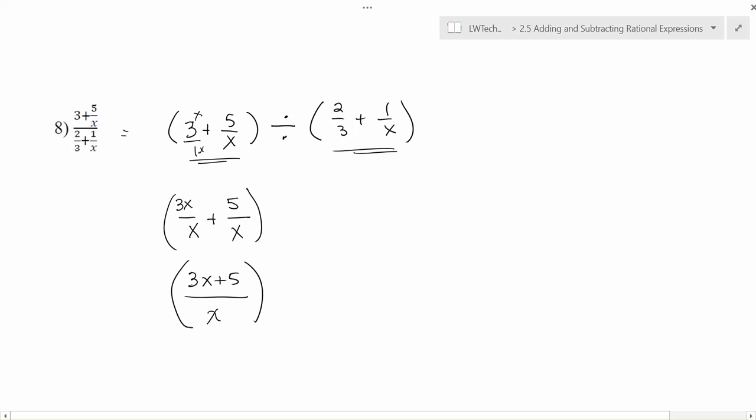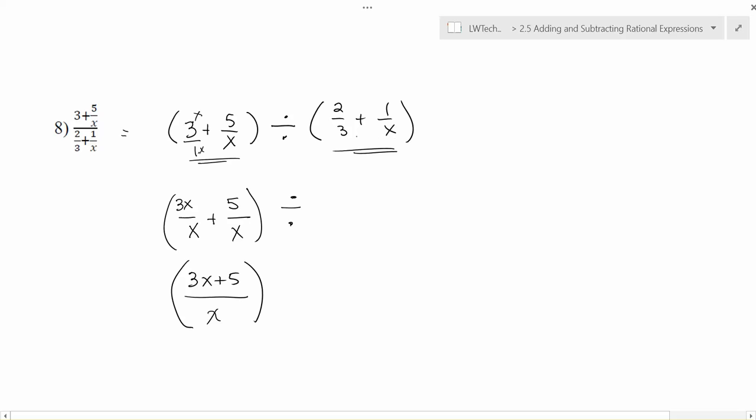I can't actually put those together because they're not like terms. So this is all I have that I can do at this point for this first fraction. Now, this may not look a lot better than what I started with, 3 plus 5 over x, but it's tons better because now it's just a single fraction, and that's really important for me to be able to proceed. Now, let's go and do the same thing on the other side.